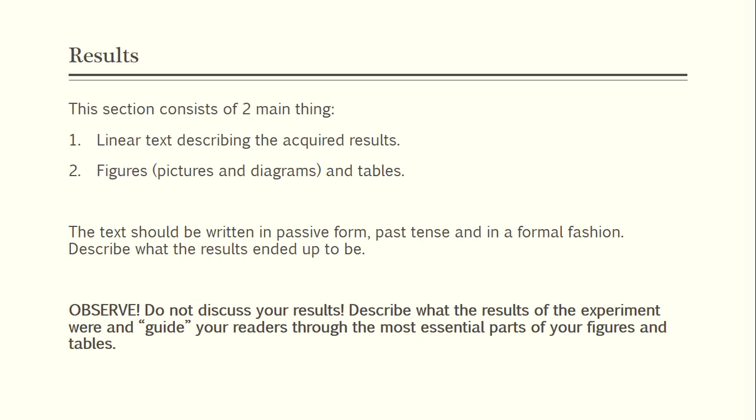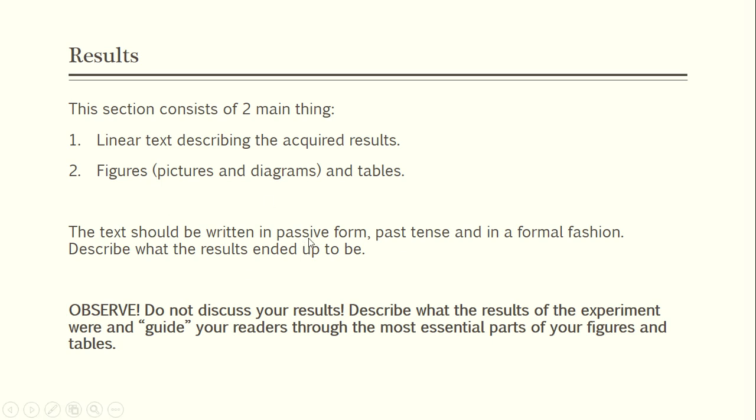Okay, and once we're done with that part, let's look at our results. This section consists of two main things. First and foremost, linear text describing the acquired results. Then we also fill out with our data in the shape of figures. And figures is a word that we use for lab reports and in science in general. It's pretty much pictures and diagrams and graphs of various types. And we also add tables.